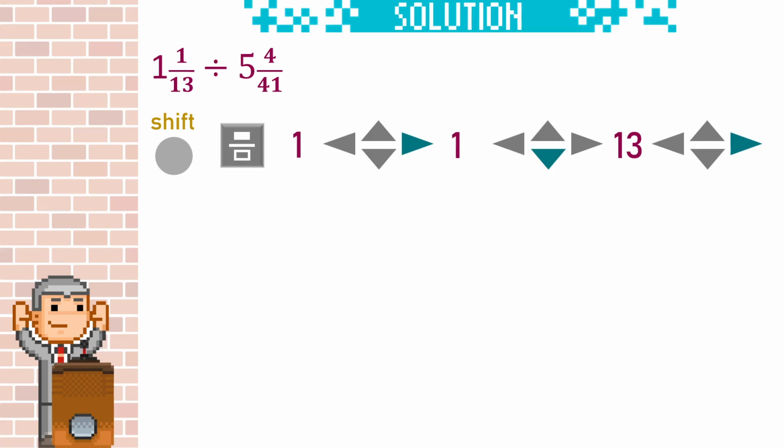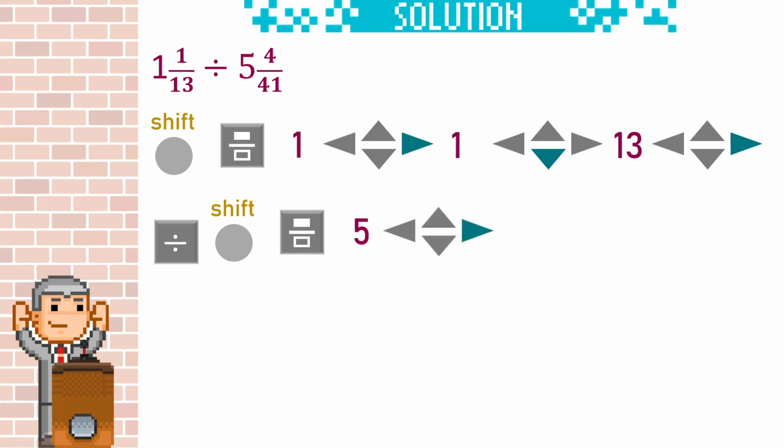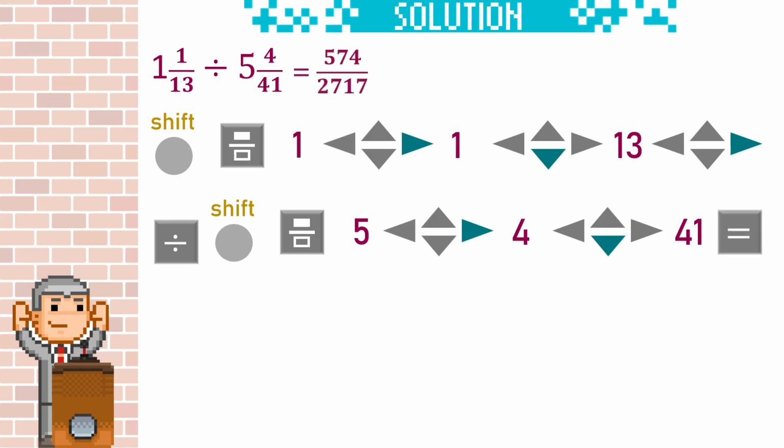Then we're going to go across or to the right to get out of the fraction. Then click the divide sign and do the same thing again. So shift, fraction, 5, right, 4, down, 41. Which will give us the answer of 574 over 2,717.